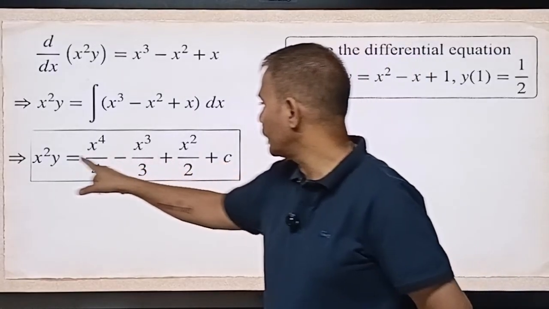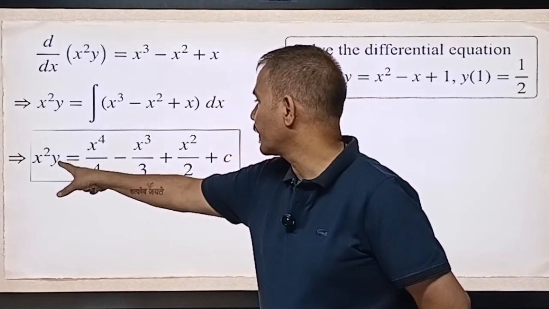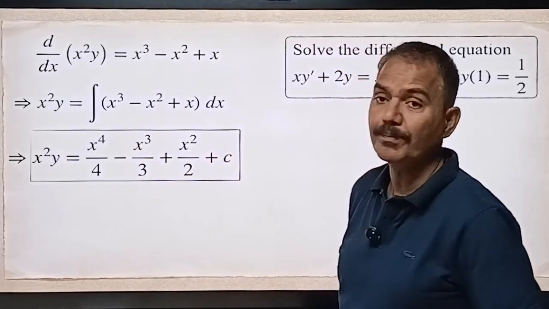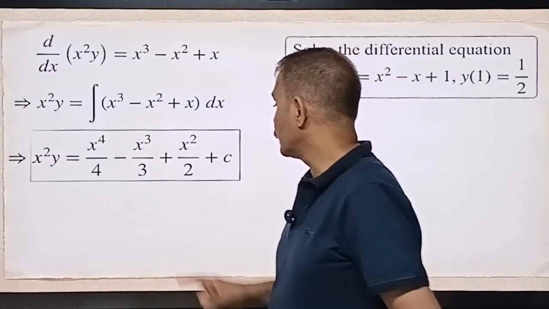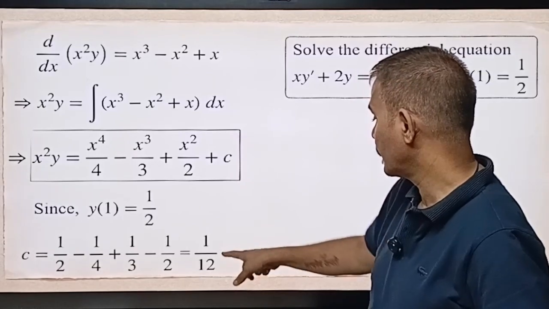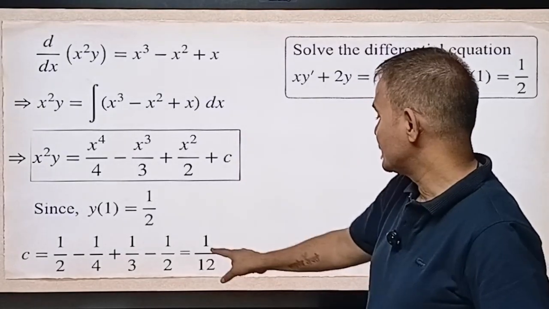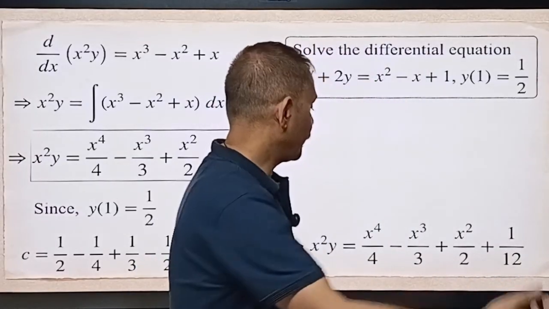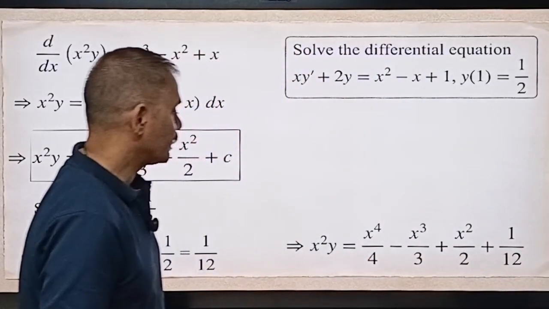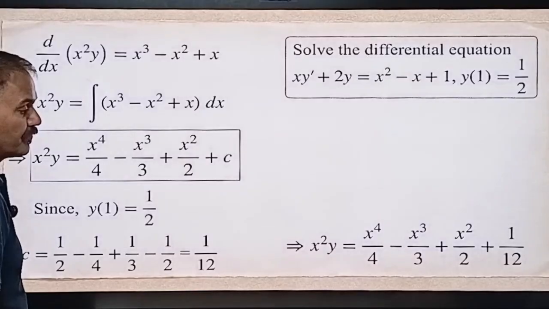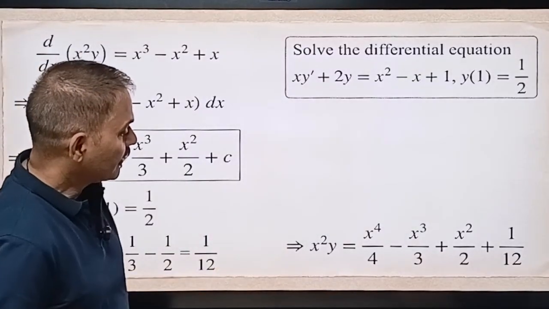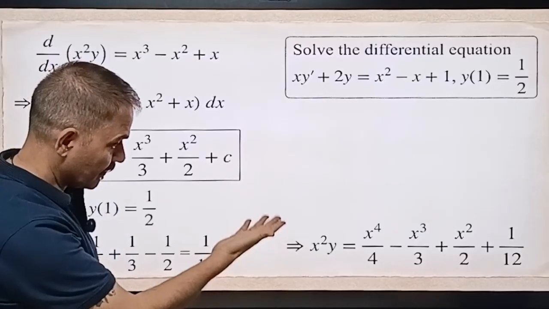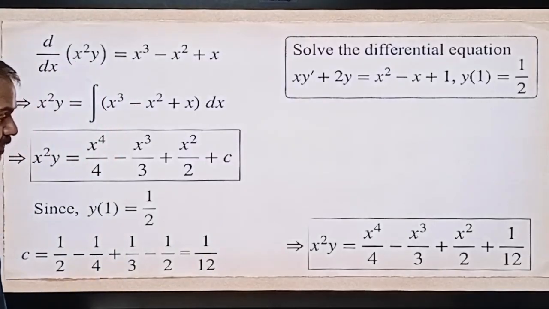So C will be, when you put x as 1 and y as 1 upon 2, it becomes 1 upon 2 is equal to 1 upon 4 minus 1 upon 3 plus 1 upon 2. So the value of C will be 1 upon 12. Just plug in the value of C here and your final answer will be x squared y is equal to x to the power of 4 over 4 minus x cubed over 3 plus x squared upon 2 plus 1 upon 12. So this is your final answer.